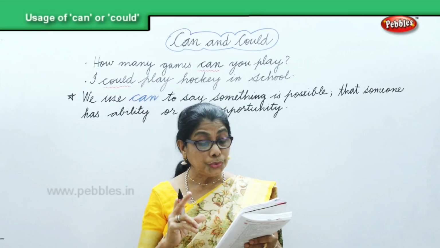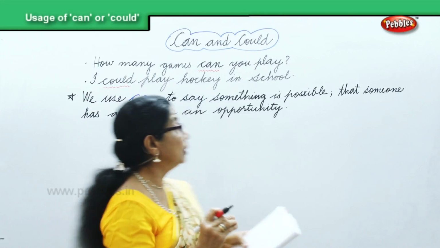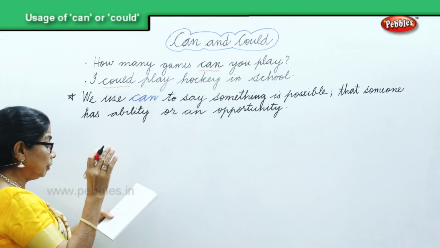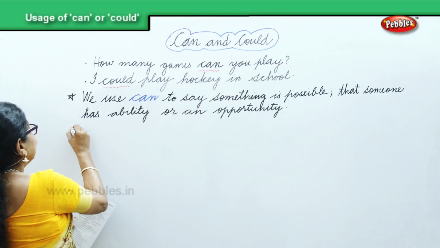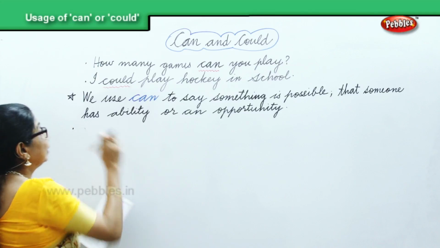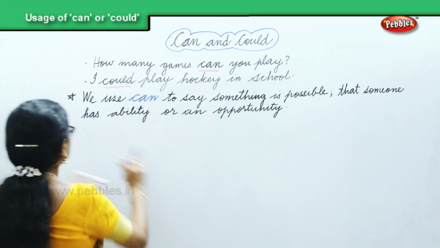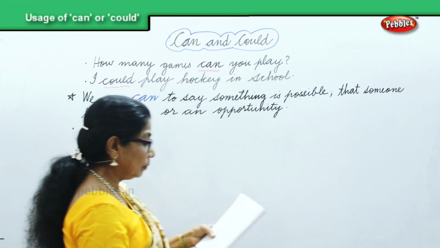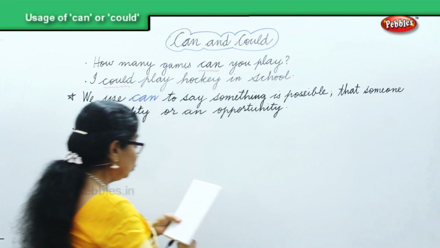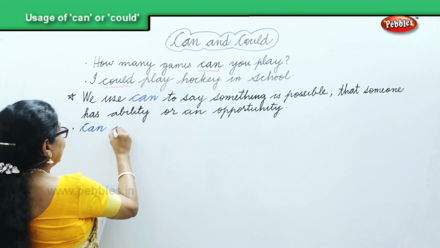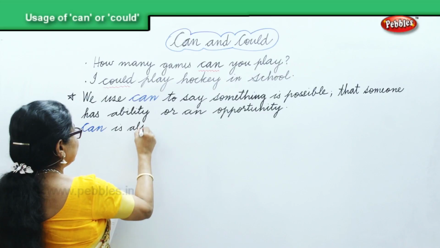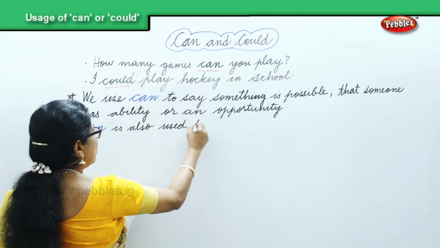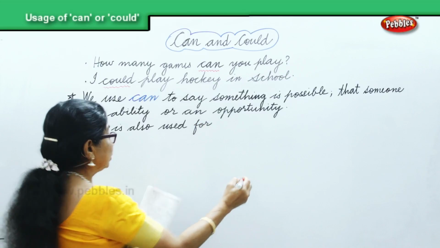Can is also used for permission. So, we use can to say something is possible. Another one is, can is also used for permission.